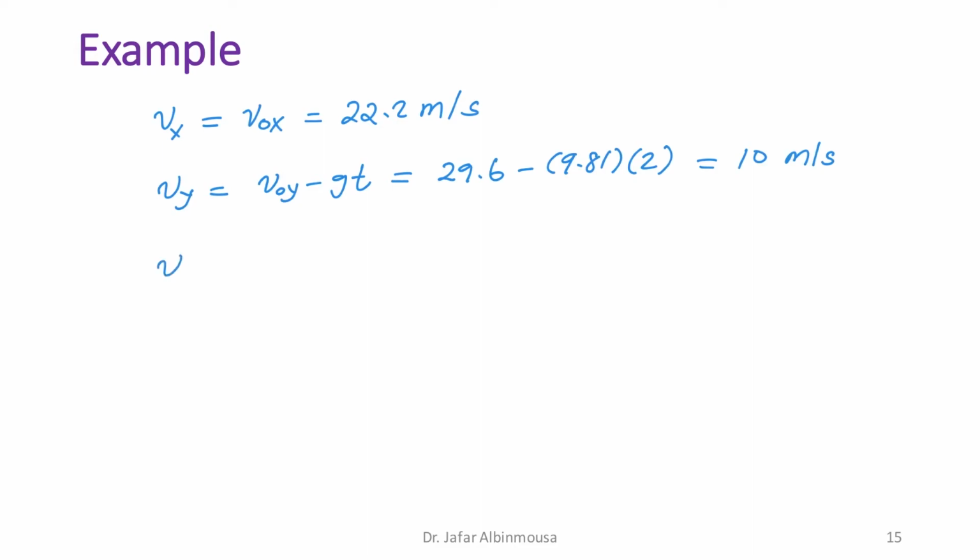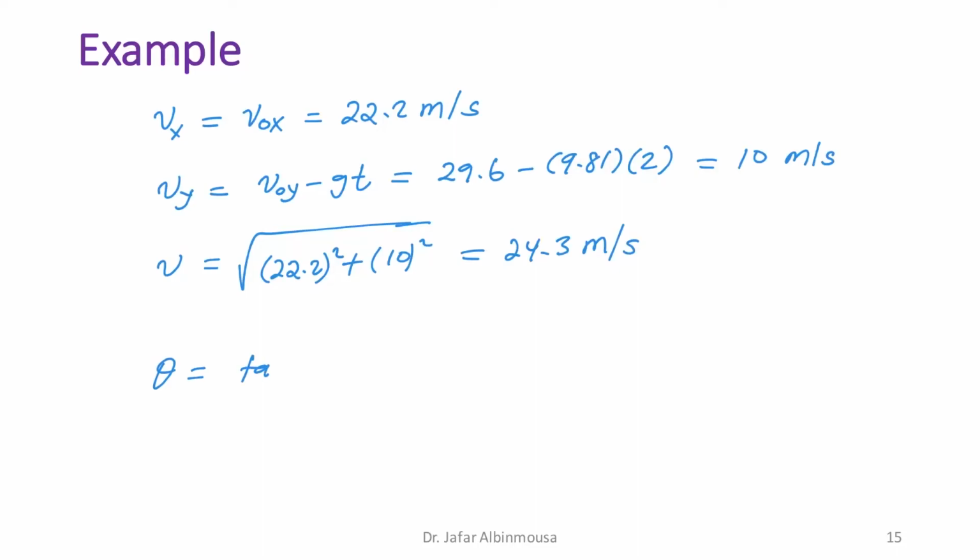So if we want to find the magnitude, we square the components under the square root, so we have 22.2 squared plus 10 squared, and what we will get is 24.3 meters per second. To find the direction, theta is the tan inverse of 10, the y component, divided by the x component, which is 22.2 meters per second, and this is going to give you 24.2 degrees.